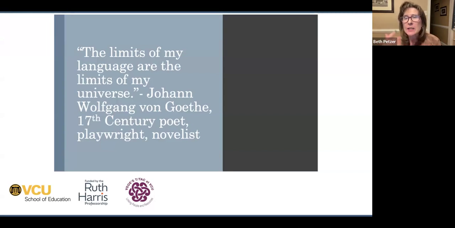Vocabulary knowledge is a robust predictor of reading comprehension performance. And so we know vocabulary is powerful. How many words are we talking?